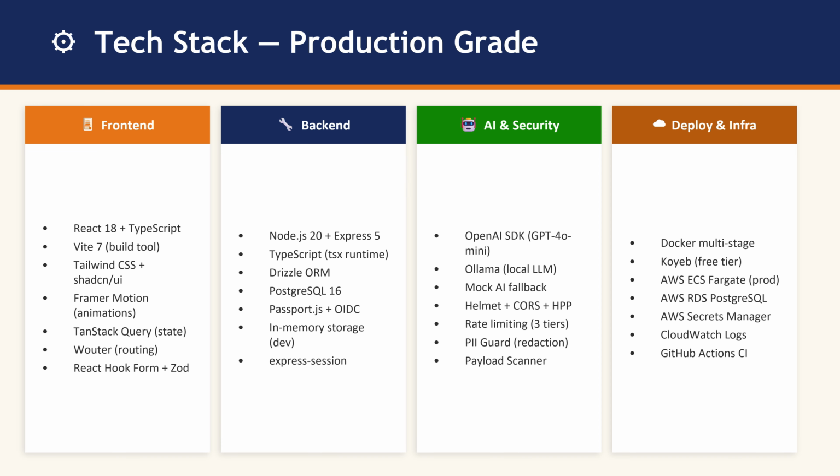On the security side: Helmet, CORS, HPP, 3-tier rate limiting, PII payload scanning. Deployment is Docker multi-stage Alpine on Koyeb, free tier for now. Terraform code for ECS Fargate is ready for when we scale.